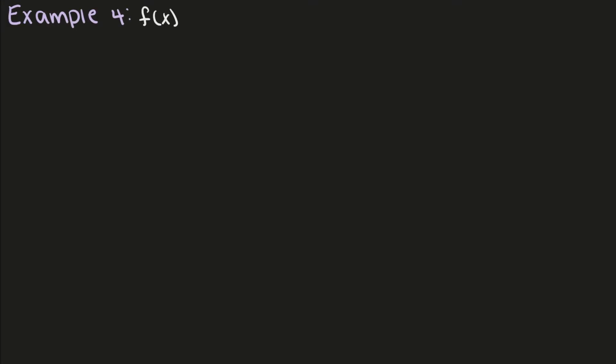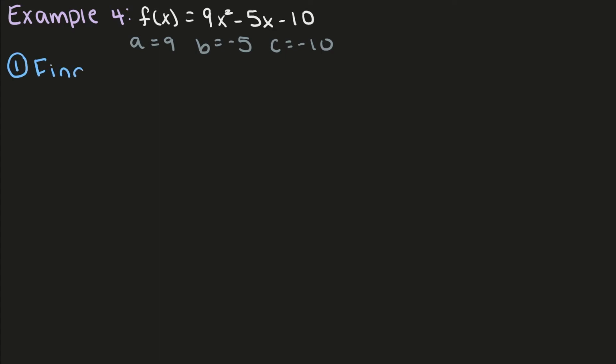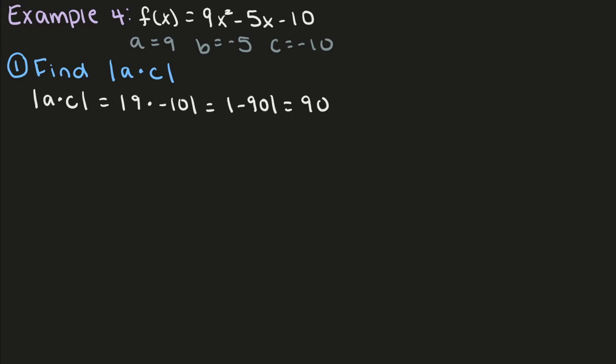f of x equals 9x squared minus 5x minus 10. So our a is equal to 9, b is equal to negative 5, and c is equal to negative 10. First, we'll find the absolute value of a times c. The absolute value of our a times c is the absolute value of 9 times negative 10, which is the absolute value of negative 90, which is just 90.